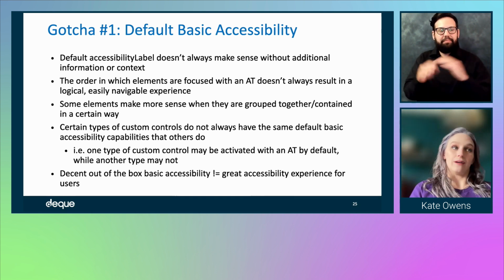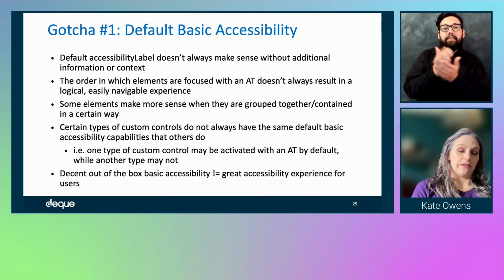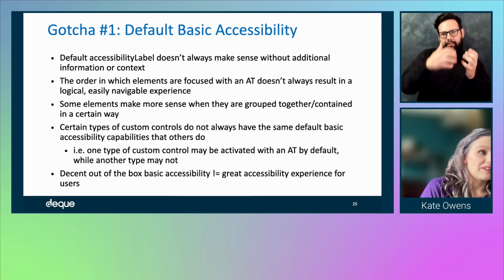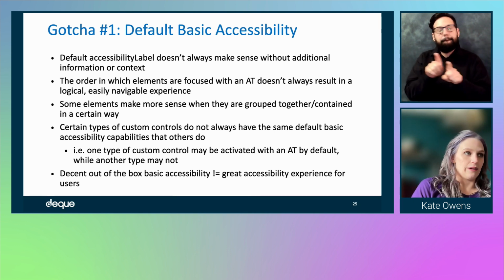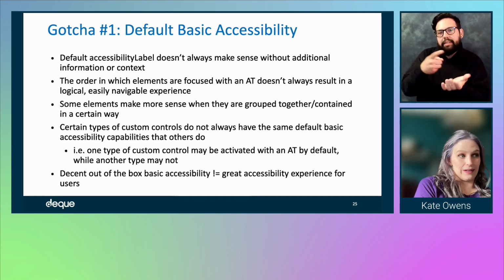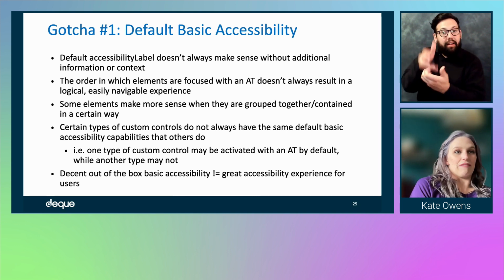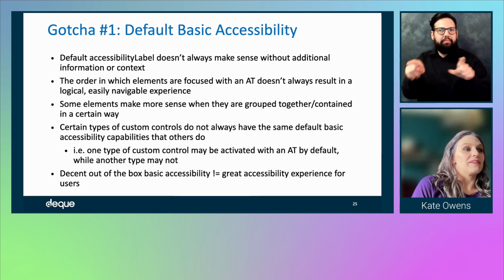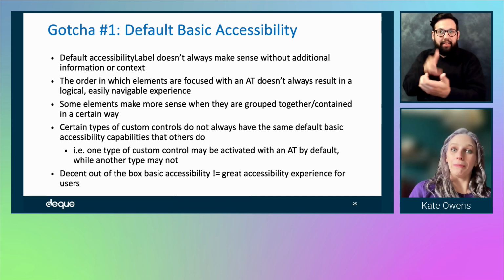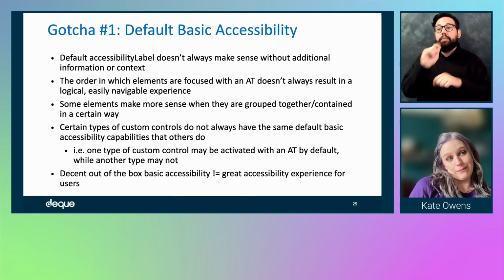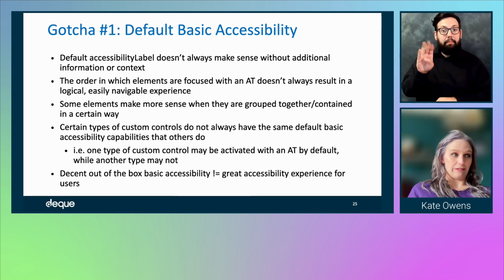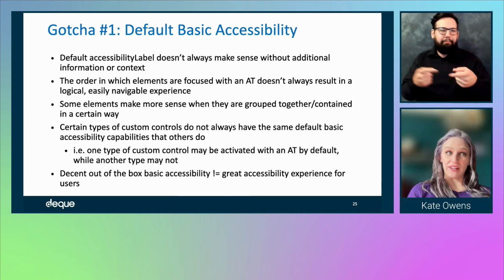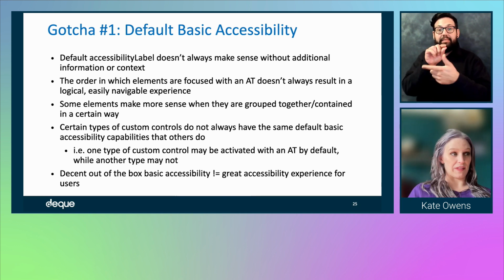Also, some elements make much more sense when they are grouped together or contained in a certain way. Also, this is very important. We touched on it a little bit earlier, but custom controls. Certain types of them don't always have the same default basic accessibility that others do. So one type of custom control, like say you make a custom button, that might be able to be activated with an assistive technology by default, but another one might not. If you take, for example, our custom slider, we couldn't even focus on the control part of that.